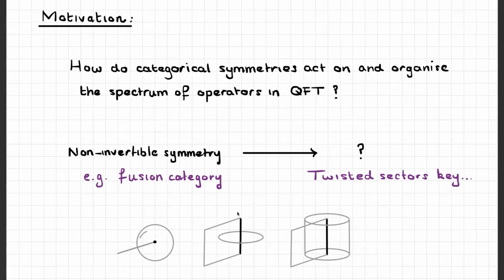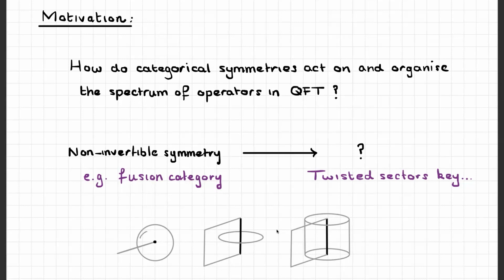So indeed, we need to talk about twisted sectors. You might have a local operator that's attached to a topological line, or you might have a line defect that's attached to a topological surface, and so on and so forth. And studying how symmetries act on these objects, I think, is crucial to understanding the bigger picture, especially when you have non-invertible symmetries.